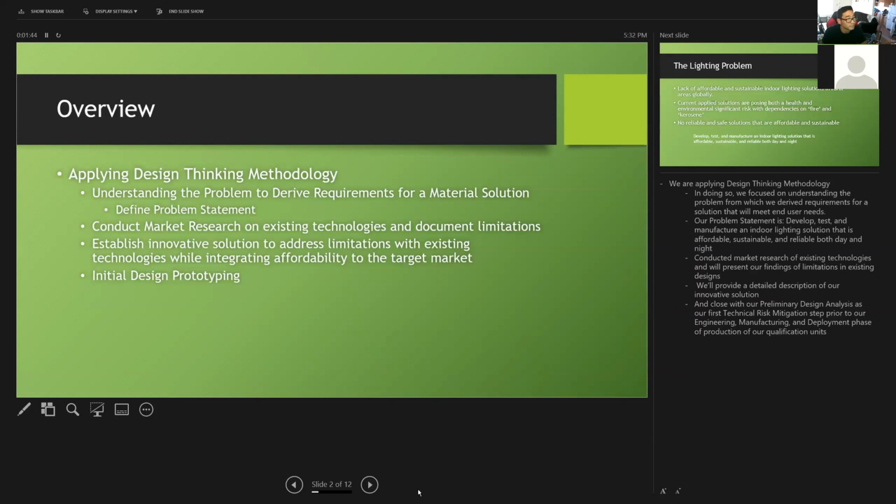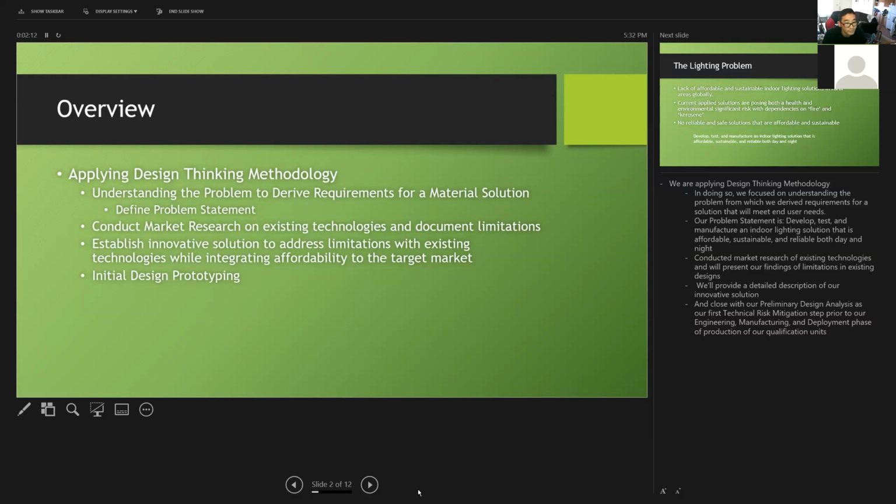So this is an overview of our methodology and what we're doing. We're applying design thinking methodologies. In doing so, we focused on understanding the problem from which we derived requirements for a solution that will meet end user needs. Our problem statement is to develop, test, and manufacture an indoor lighting solution that is affordable, sustainable, reliable, both day and night.